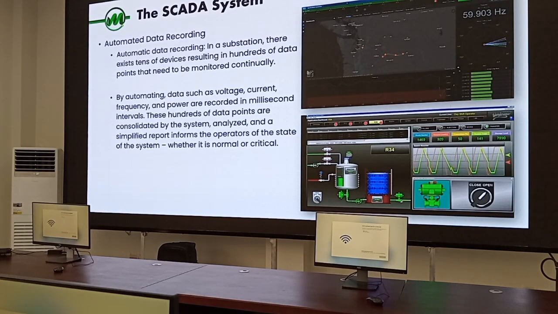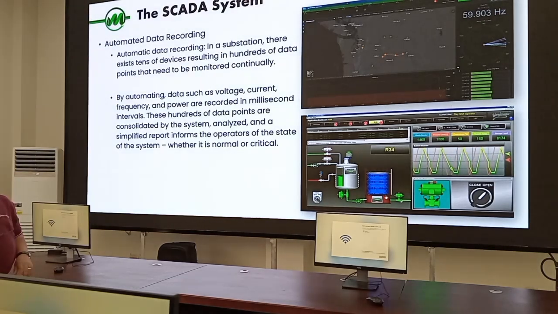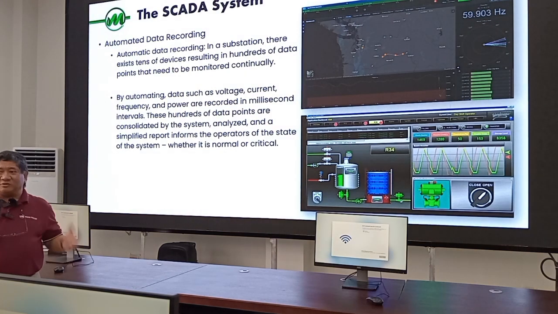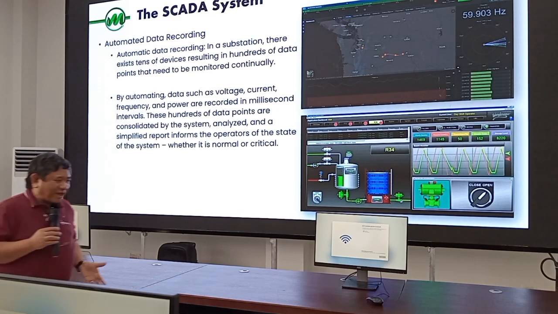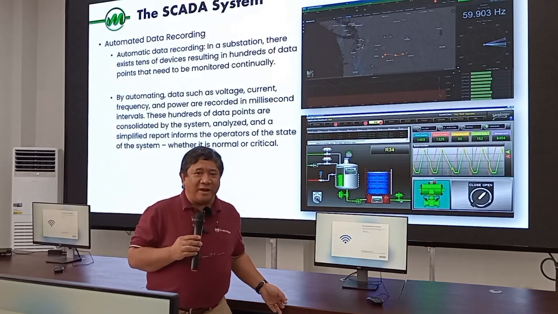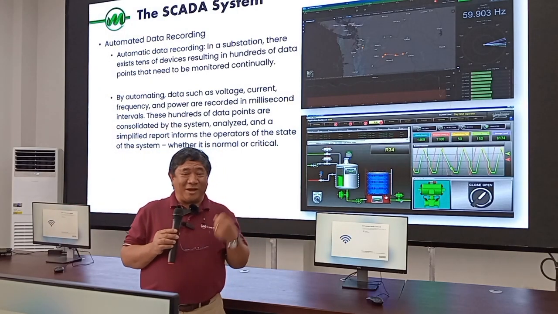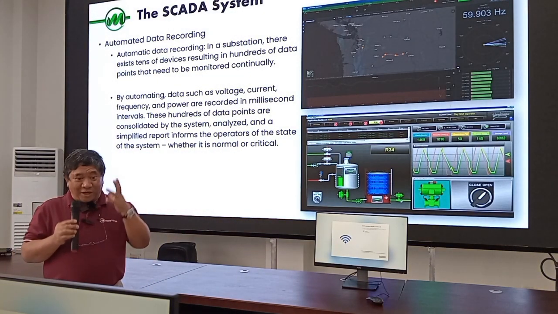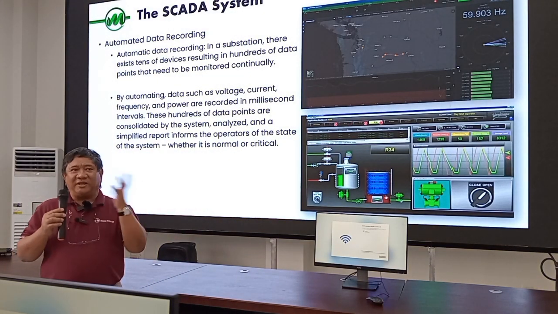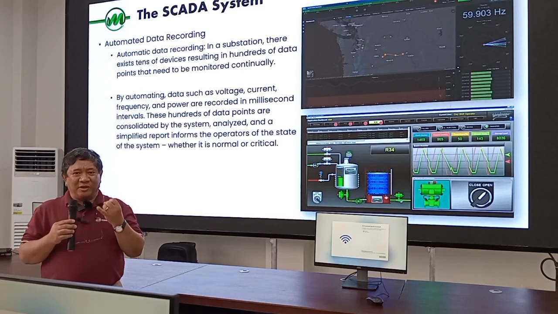Another feature is automated data recording. In a substation, there exist tens of thousands of data points, and the monitoring is actually done every millisecond. I don't think we have the capability to monitor all of it at the same time, in different dimensions.